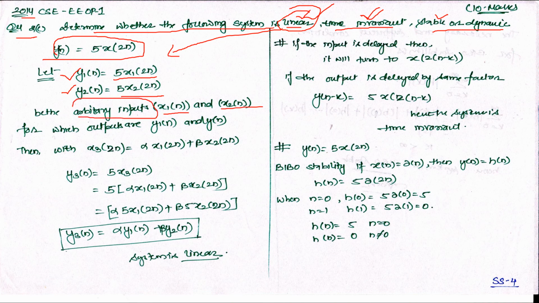Linearity you identify basically by superposition and homogeneity, and that is what we are doing here, for which the outputs are y of n, y1 of n, and y2 of n. And then I am considering another input, x3: x3 of 2n can be written as alpha x1 of 2n plus beta x2 of 2n. Now what you are expecting is that y3 will yield such a signal, and if this is happening, then it is a linear system.